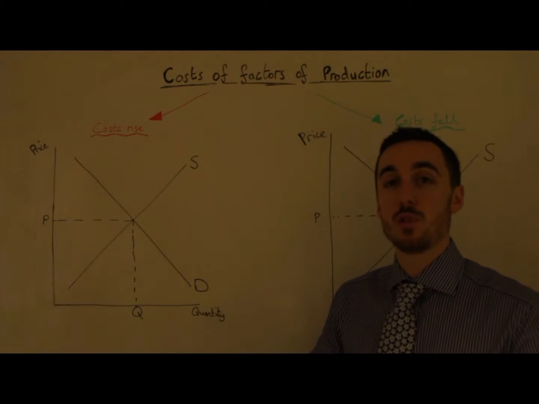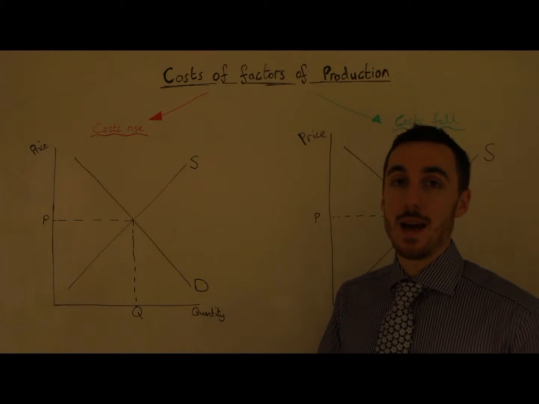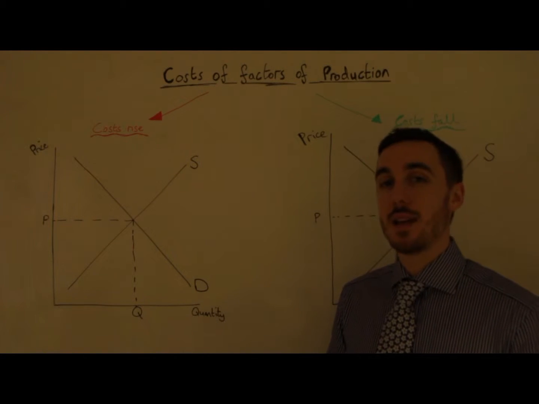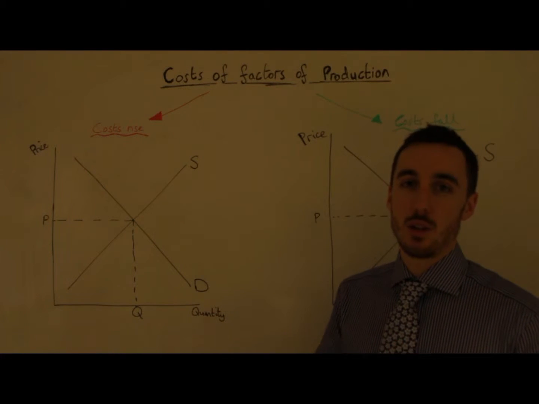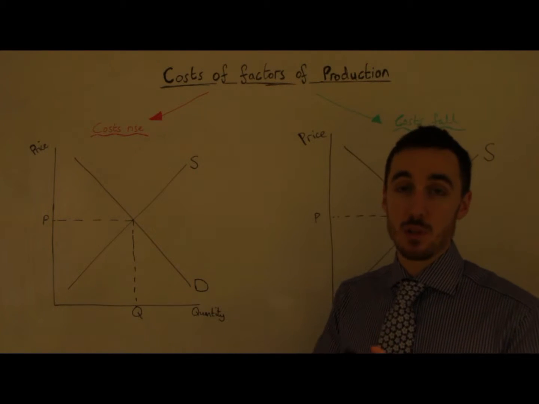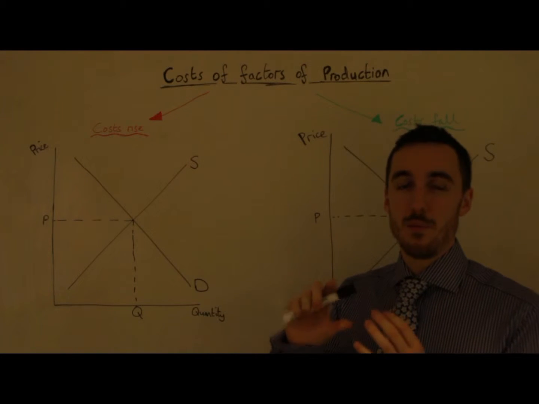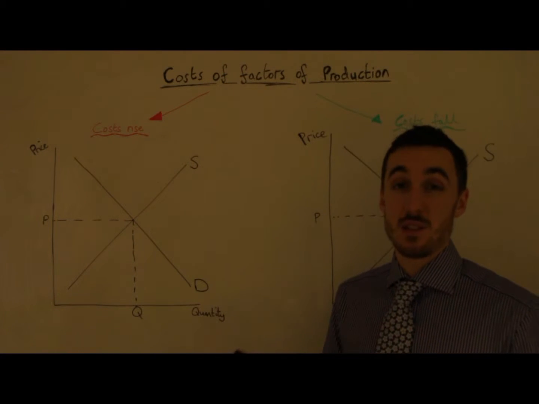So factors of production, remember, they are our land, labour, capital and enterprise. But when we're looking at changes in costs, we usually just look at the land, labour and capital, because it's hard to actually figure out changes in costs of enterprise.